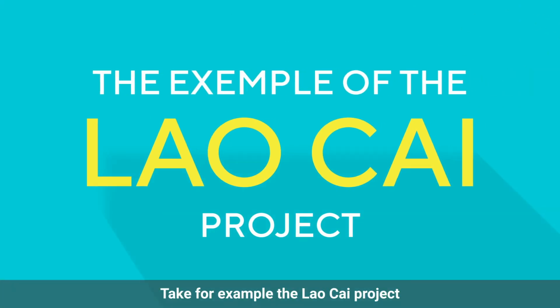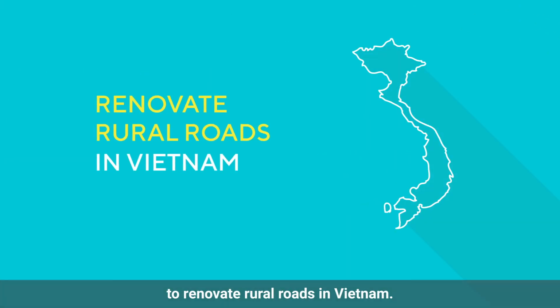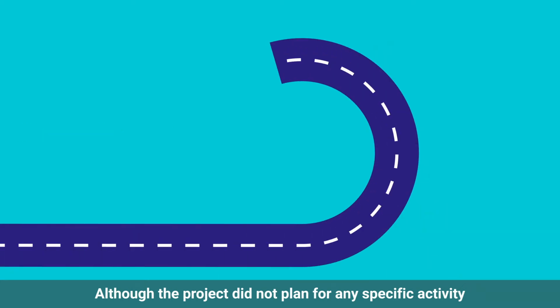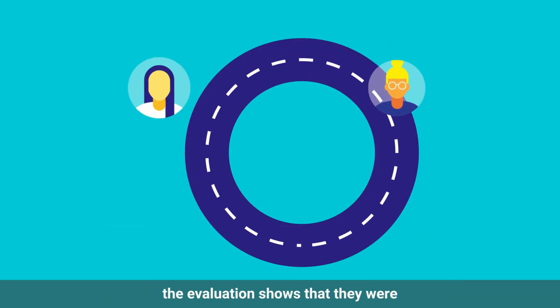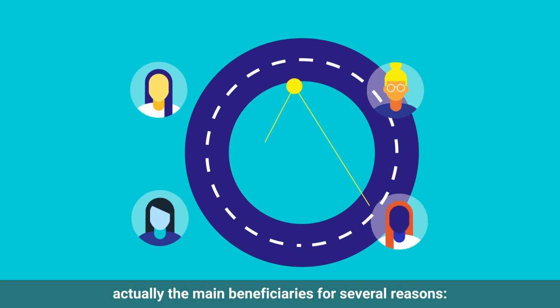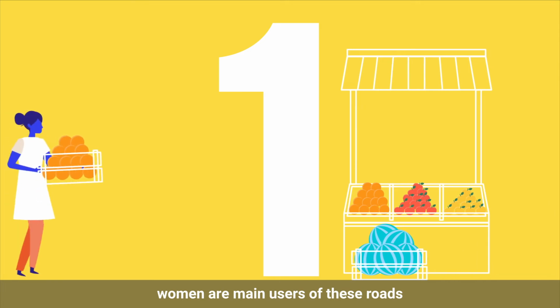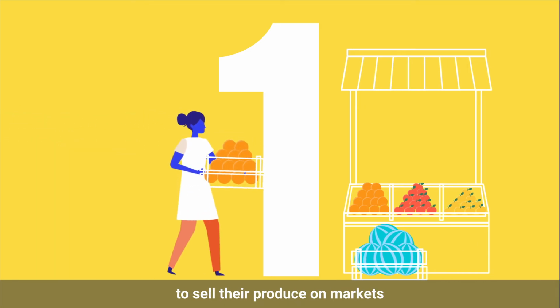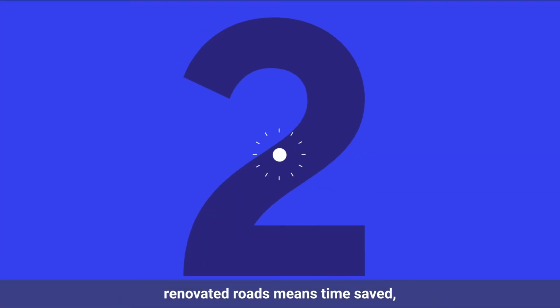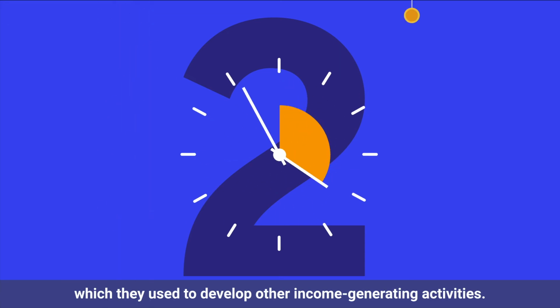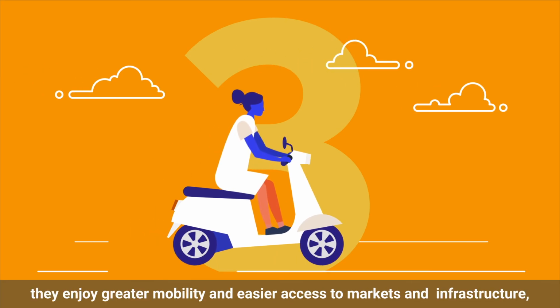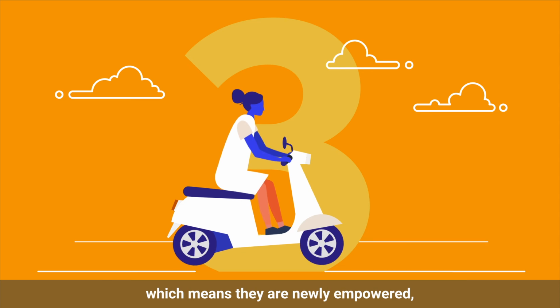Take, for example, the Lao Cai project to renovate rural roads in Vietnam. Although the project did not plan for any specific activity to support women, the evaluation shows that they were actually the main beneficiaries for several reasons. Women are main users of these roads to sell their produce on markets. Renovated roads means time saved, which they use to develop other income-generating activities. When women buy motorcycles, they enjoy greater mobility and easier access to markets and infrastructure, which means they are newly empowered, being less dependent on their husbands.